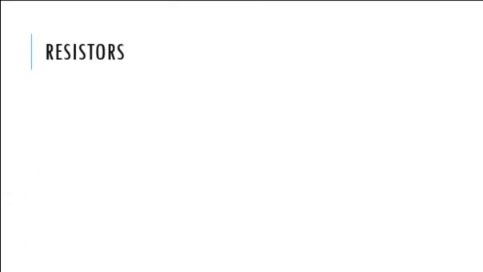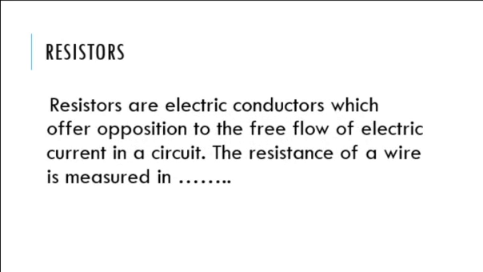And on the final note, we want to look at resistors. What are resistors? Resistors are electronic devices that offer opposition to the flow of current in a circuit. Any material that opposes the flow of current in a circuit is known as a resistor. The ability of a resistor to oppose the flow of current is called resistance. Alright, and the resistance of a wire is measured in ohms. We talked about that earlier.